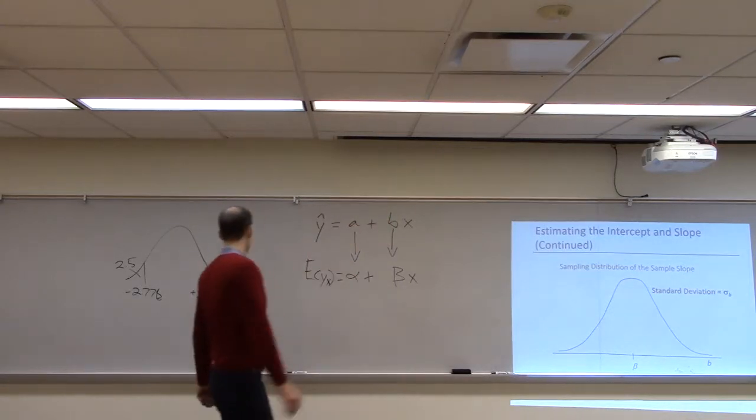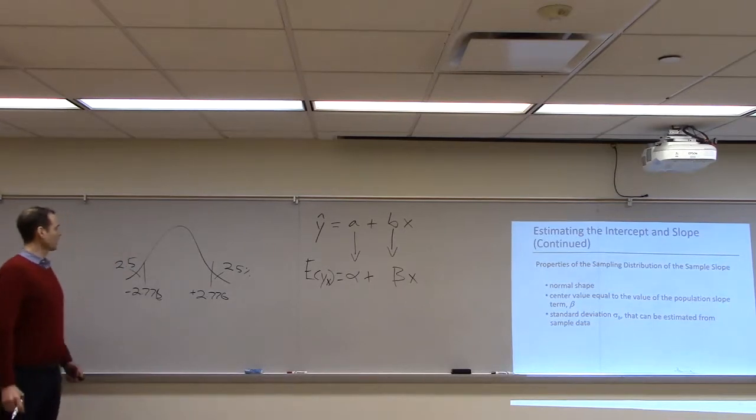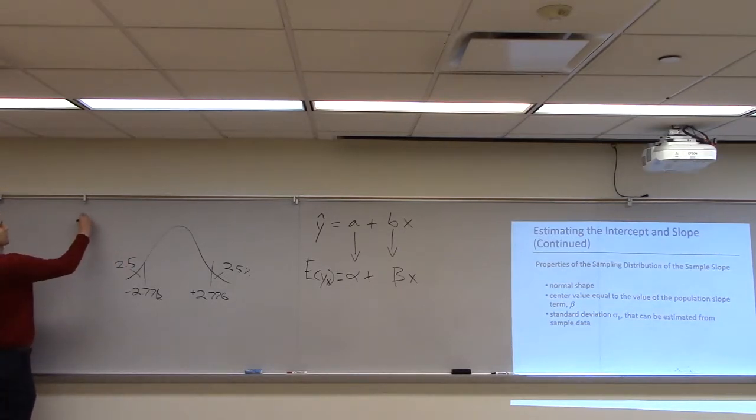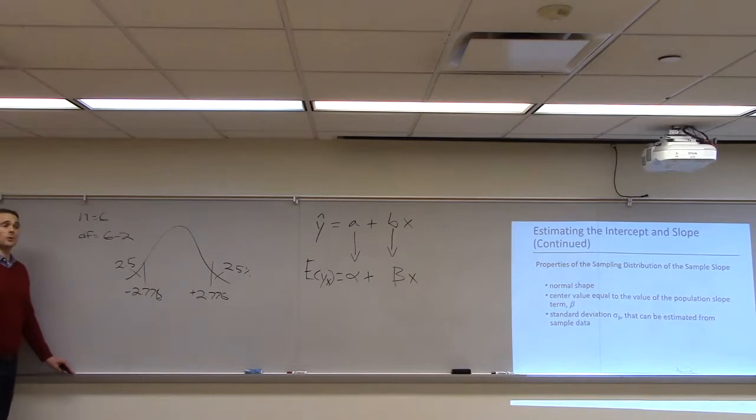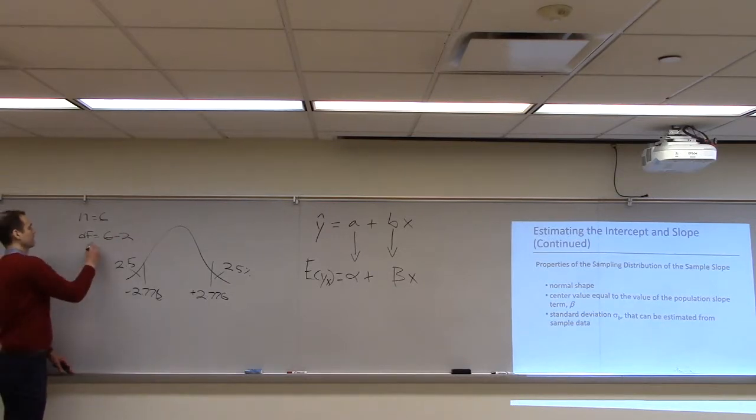Okay, so our sample size, remember, we had 6 students. Degrees of freedom equals 6 minus 2. We use n minus 2 to account for the 2 unknown variables: the intercept and the slope. So 4 degrees of freedom.